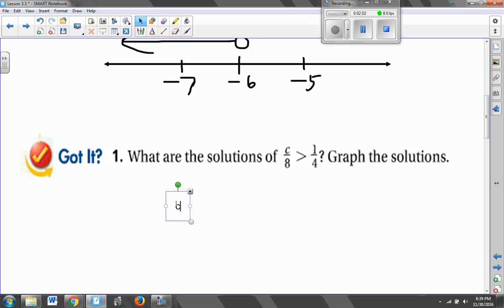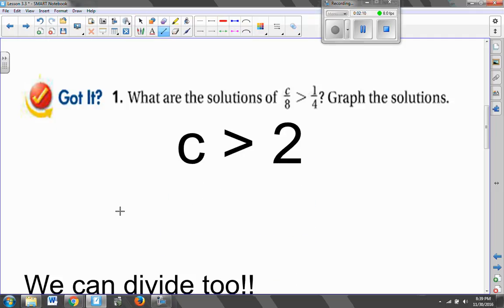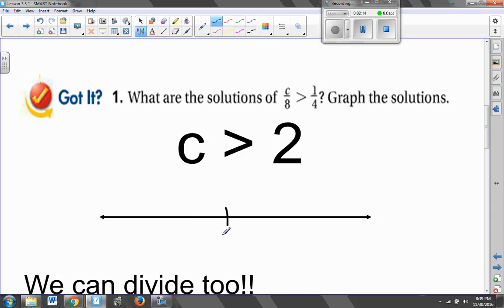In this case, our inequality should say C is greater than 2, because 8 times 1/4 is 2. C is greater than 2. And when I graph this inequality, just make a number line, mark a 2, 1 up from that is 3, 1 down from that is 1. Here again, I do not have an equal to sign, equal to line, so I'll just put an open circle, and then C is greater than 2. Greater than means go to the right.